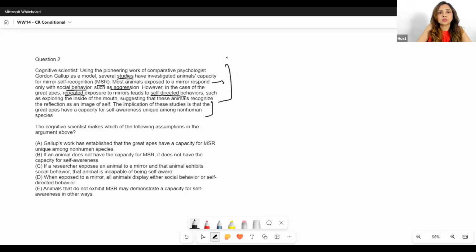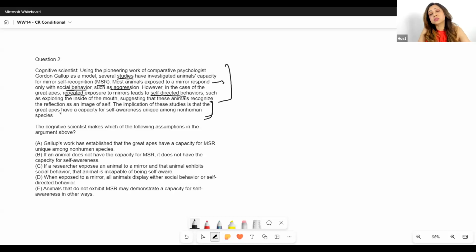Now here comes our conclusion, right? This is all about the study: what did the study do, and what did the study show. Now, this is the implication. This is what the author is inferring from the data given to us. The implication of these studies is that the great apes have a capacity for self-awareness unique among non-human species.